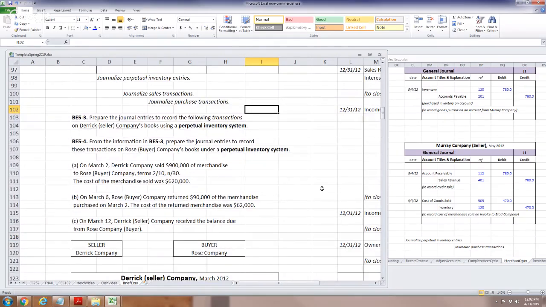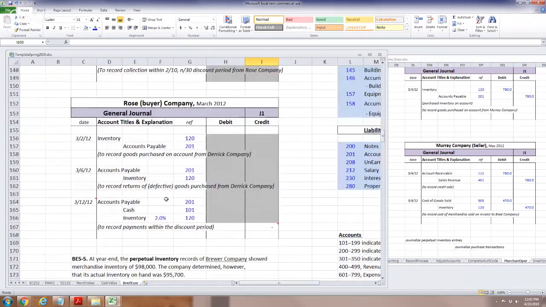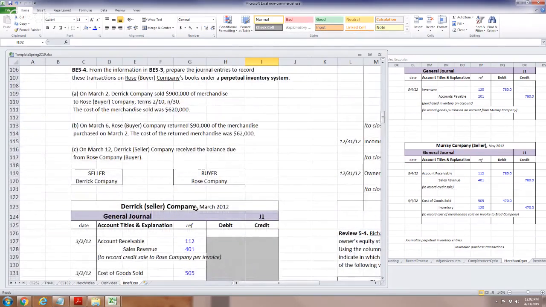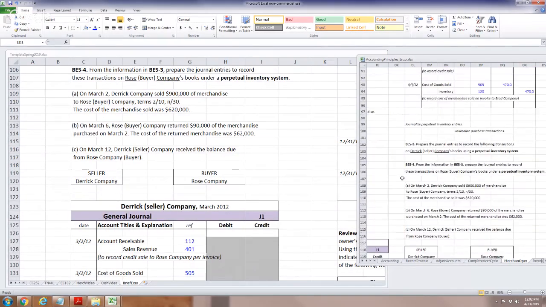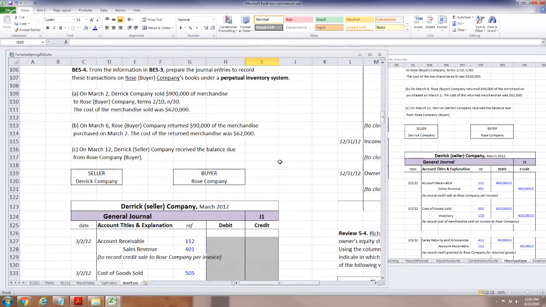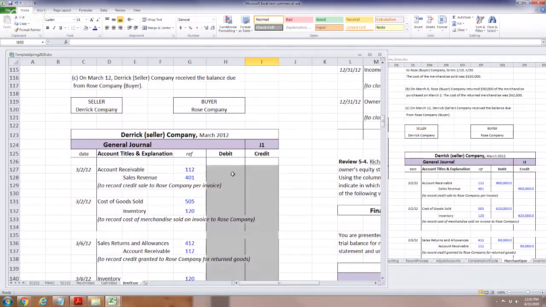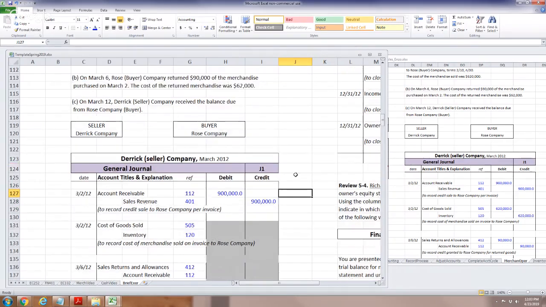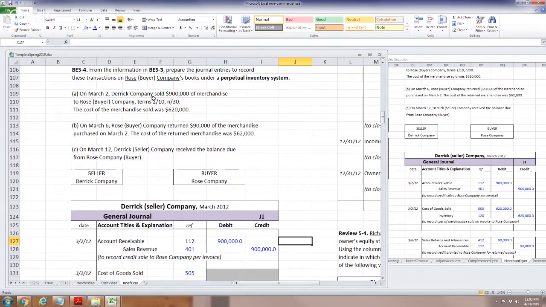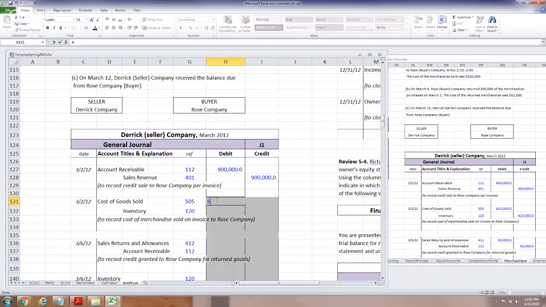Okay, it's a little more complicated now. So you have the seller, Derek, and you label who the seller is and who the buyer is. Rose Company is the buyer. For the seller, right off the bat, he's got 900,000 in sales revenue, and his receivables are 900,000. That just comes from right there. Okay, then you have terms. You have cost of merchandise. Again, for the seller, his cost of merchandise is going to be 620.